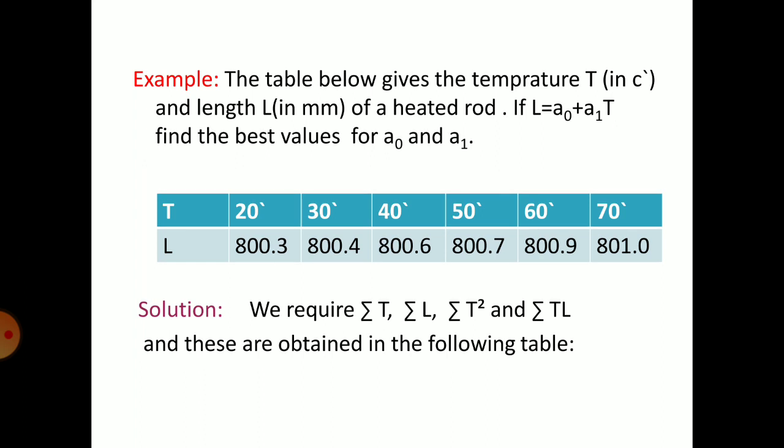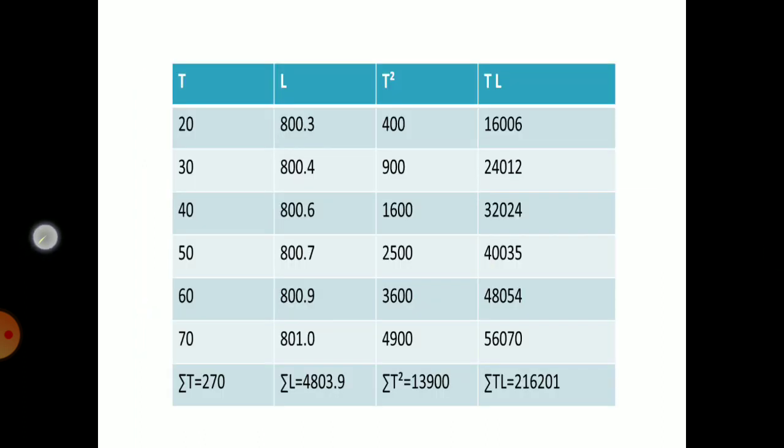As a solution, you can observe this table. This is T. These are the given values of temperature. L is the length of the rod at the corresponding temperature. This is given to you. As we require summation of T square, take the square of the first column: 20 square is 400, 30 square is 900, 40 square is 1600 and so on. We require T into L, so take the product of the first and second column. 20 into 800 is 16006, and similarly you can take the product of these terms and write them in the corresponding rows.